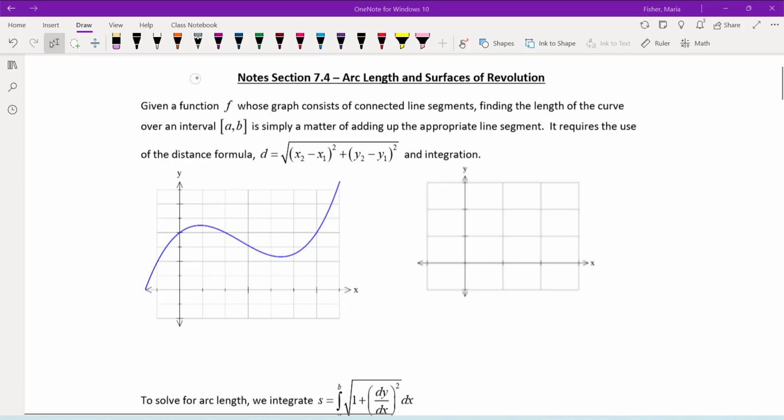Section 7.4 is arc length and surfaces of revolution. We're going to start by learning how to compute the arc length of a curve, and then we're going to look at finding the area of a surface of revolution.